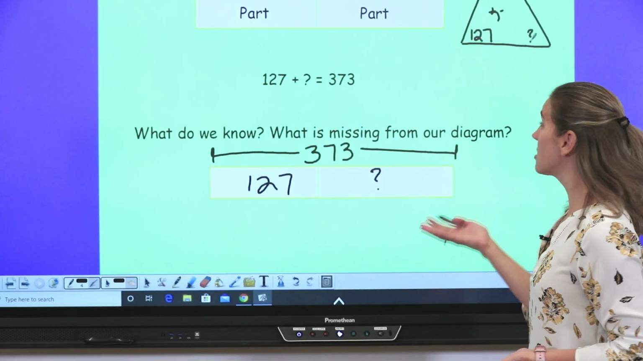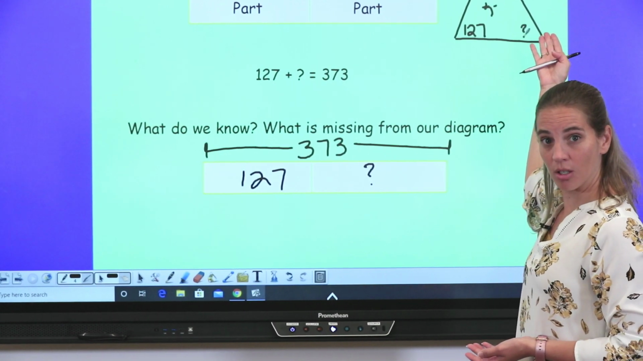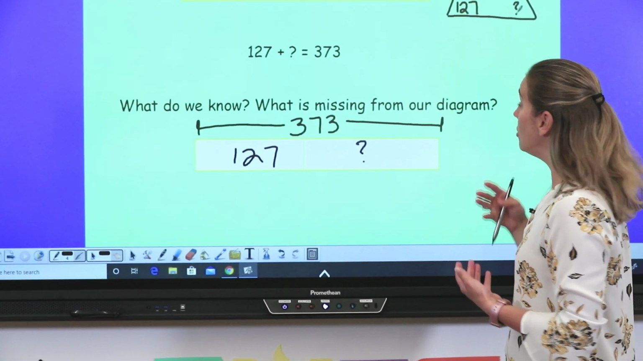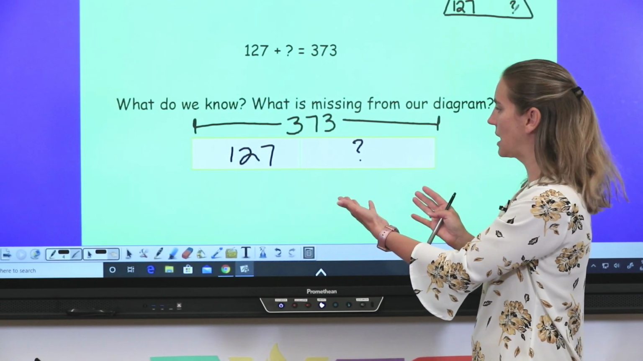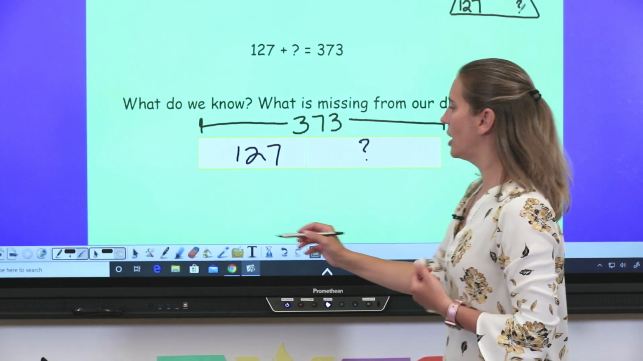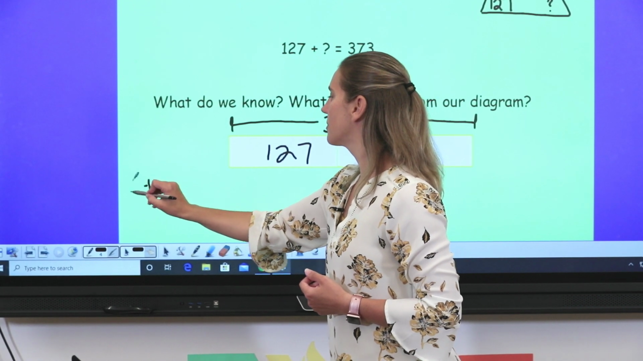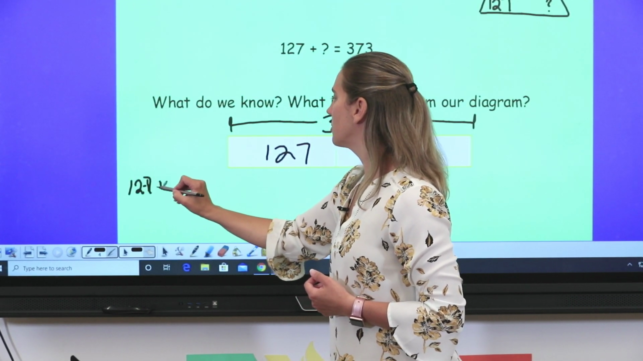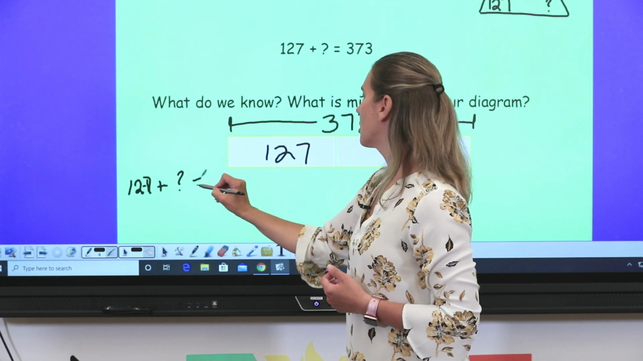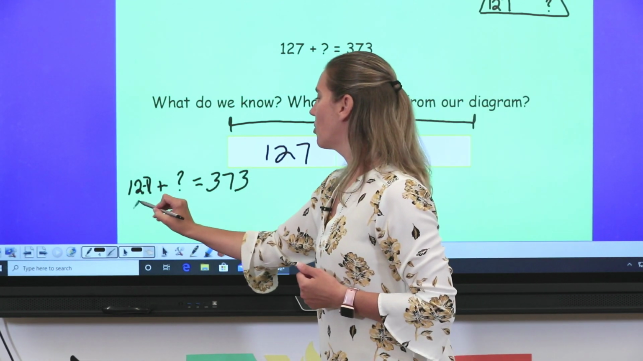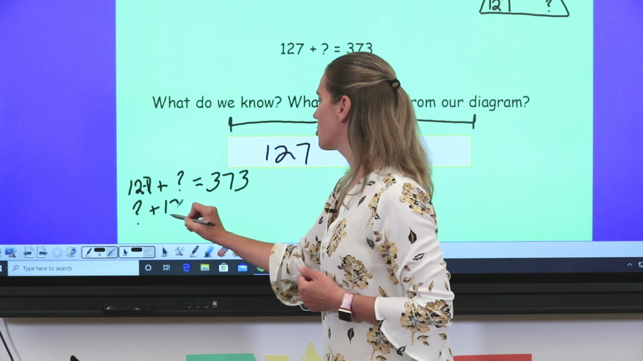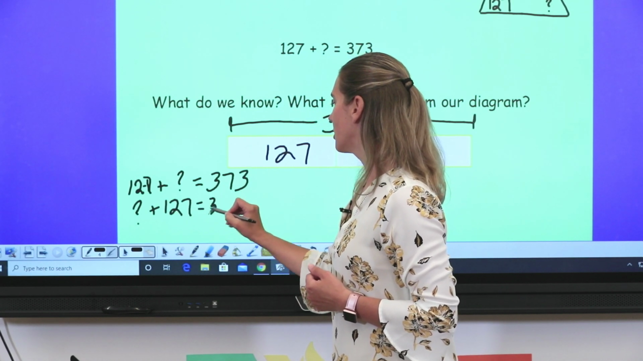Well, do you know how to solve the equation to find this question mark? Sure you do. If you know how to solve this one, then you can solve this one. So let's find really quickly what's missing. All right, well, I know that 127 plus my question mark equals 373. Okay, I know that question mark plus 127 equals 373.